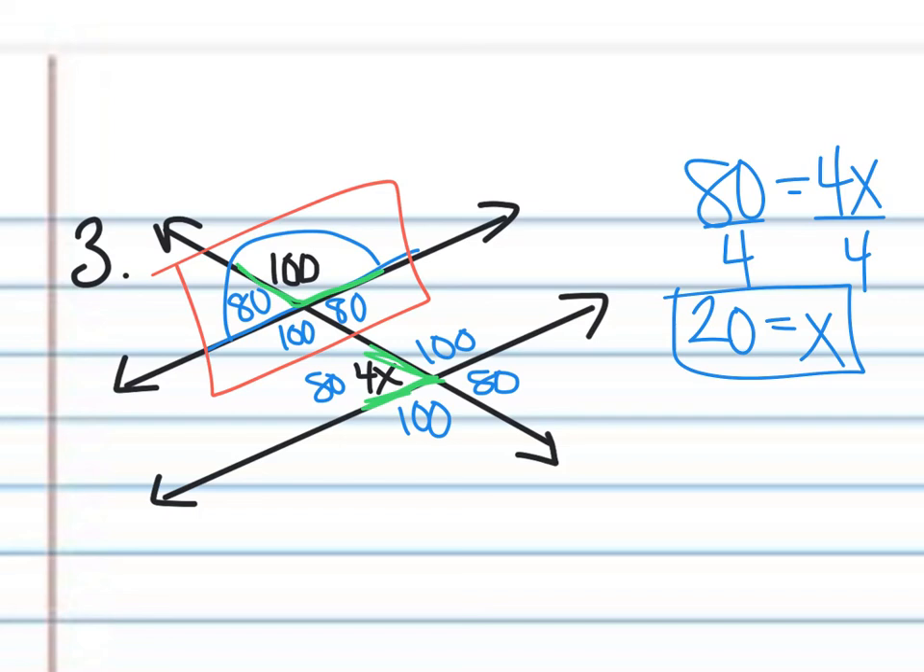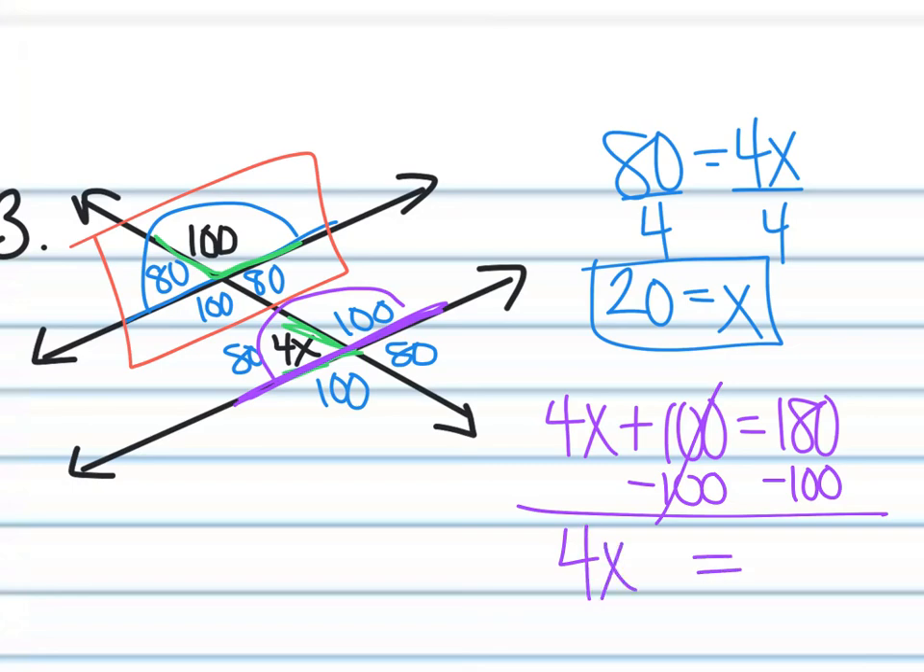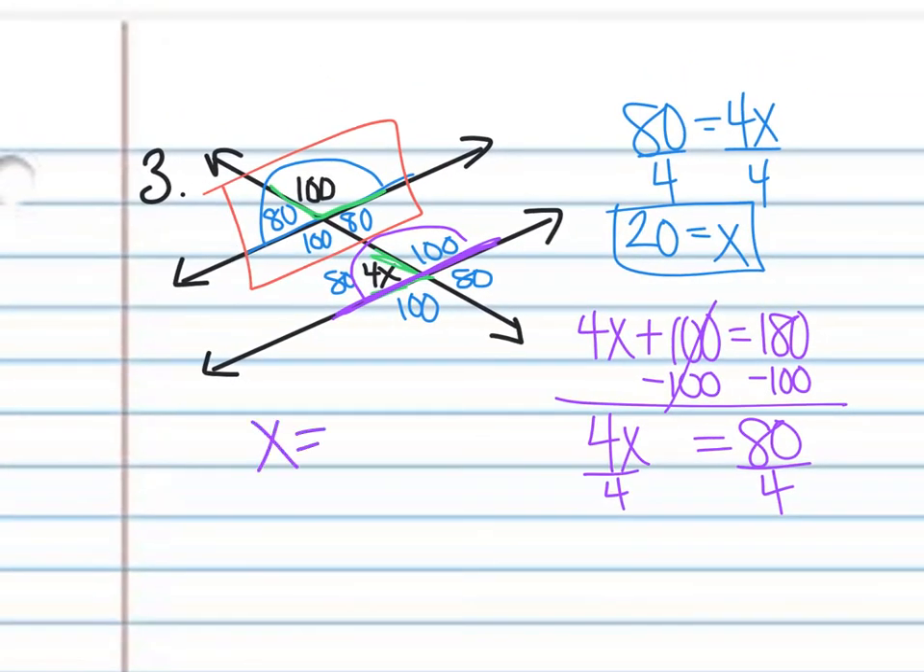Or I could use our supplementary fact here that I have 4x and 100 degrees next to each other on a straight line. So I know that 4x plus my 100 degrees adds up to 180 degrees, and then we solve from here. Get rid of the plain number first, so subtract 100. And I get 4x equals 180 minus 100, which is 80. And look, I'm back to the other equation I solved. So just divide by 4. And either way I solve this, I get x equals 20. So that was two different ways to solve this last problem.